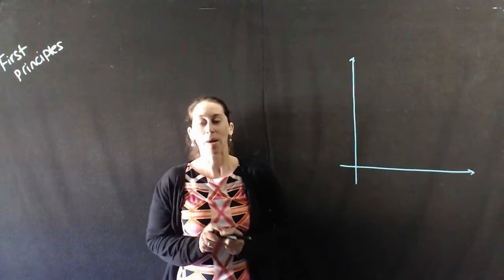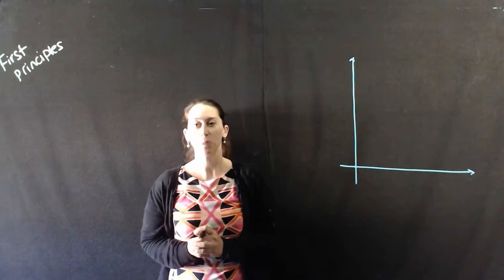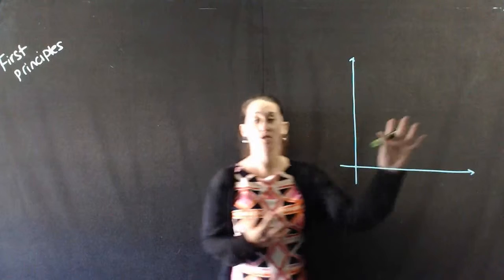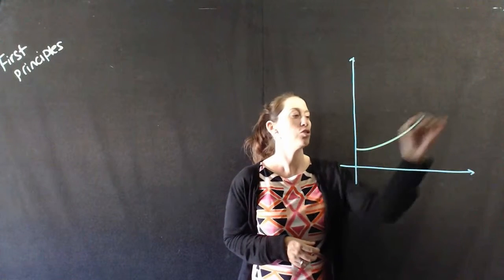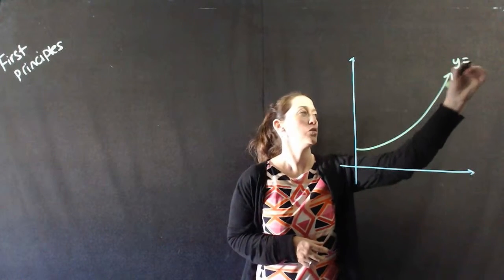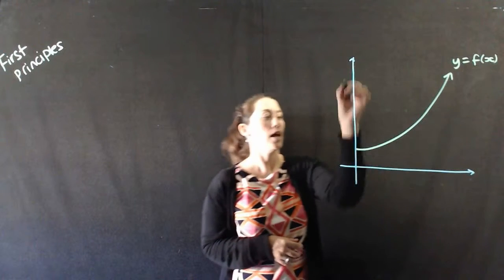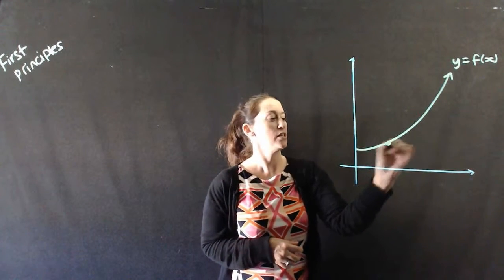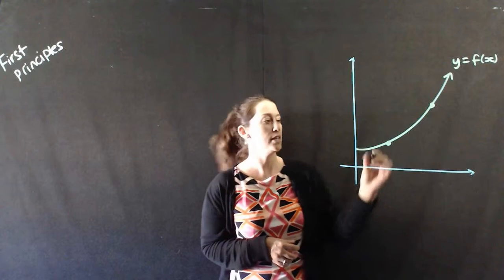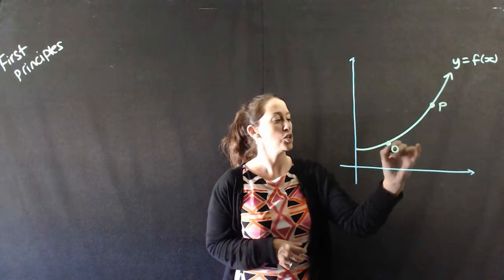Today I'm going to talk to you about differentiating by first principles. And in order to do that, I'm going to go over here on the grid and draw a function y equals some f of x. And let's give this line two coordinates on the line. Let's call this P and this one Q.